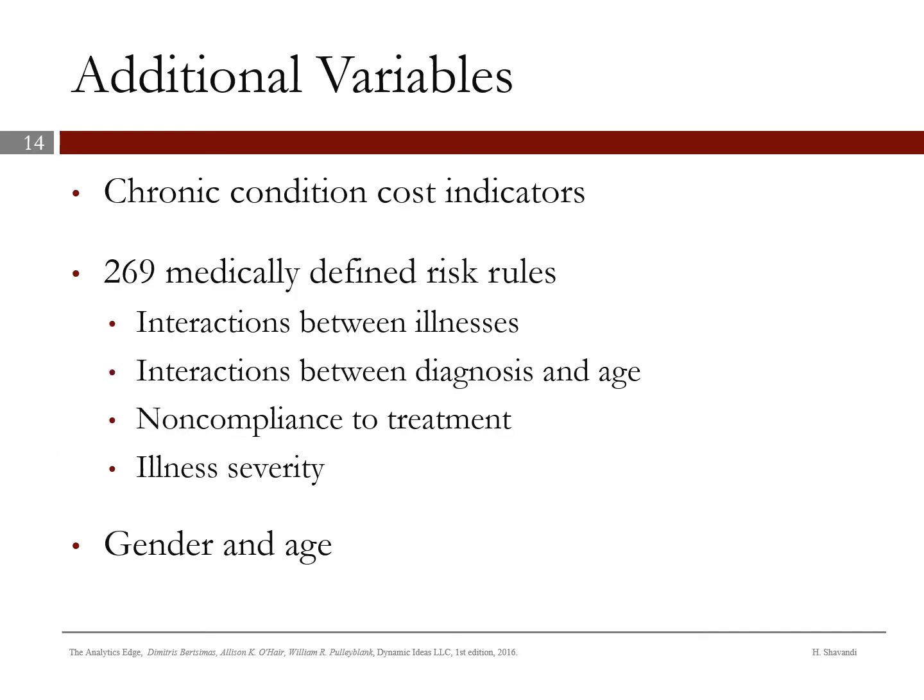And here we have additional variables like chronic condition cost indicators, and also 269 medically defined risk rules, like the interactions between the illnesses and the interactions between diagnosis and age, and non-compliance to treatment, and also illness severity. Okay, and the last would be gender and age.